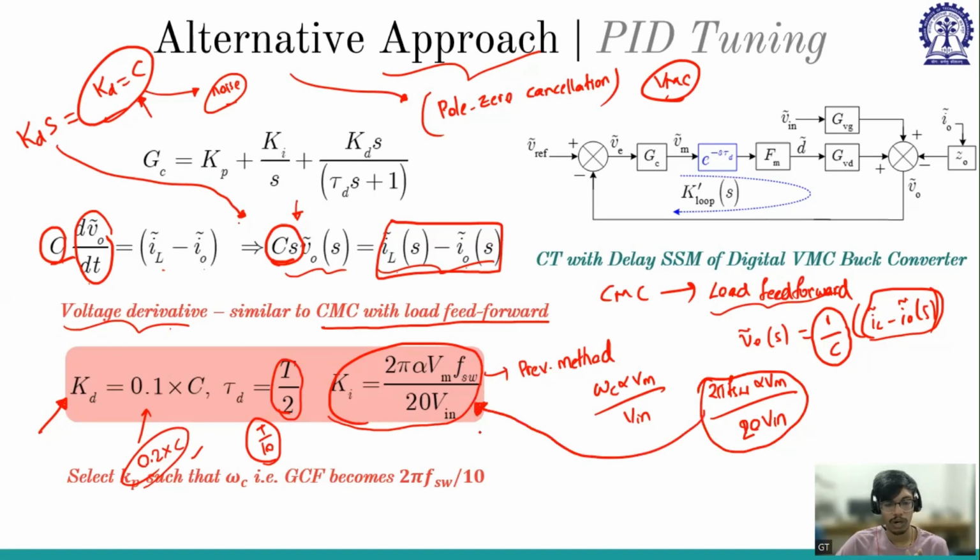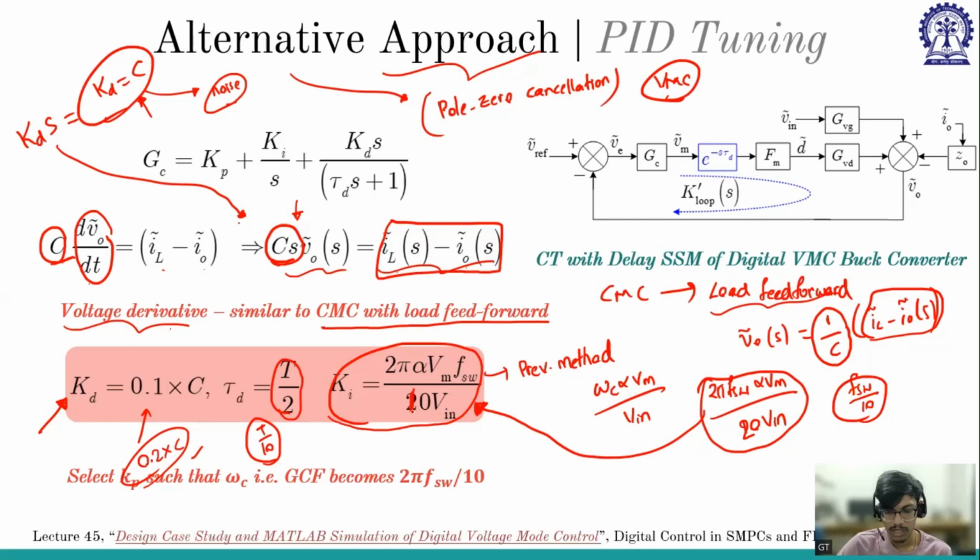Again, this is not the exact value. This is just to give you a direction. You are free to consider 10 also. 10 is the maximum because it is fSW by 10. But 20 was considered because we were starting from a very low value, and if it is not fine, if we want some more integrative action, then we will increase.